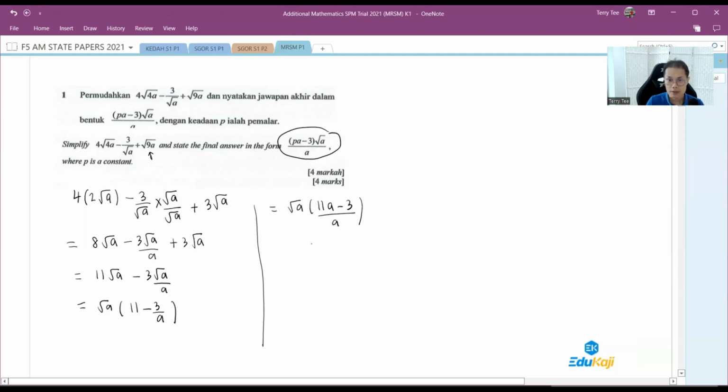Just put them together, leaving the root a at the back, so you get 11a minus 3 over a. You can put this in the form of a bracket and keep the square root a at the back. So in this case, your b is 1. Now they didn't ask you to state the value of b, so you can just leave it like this.